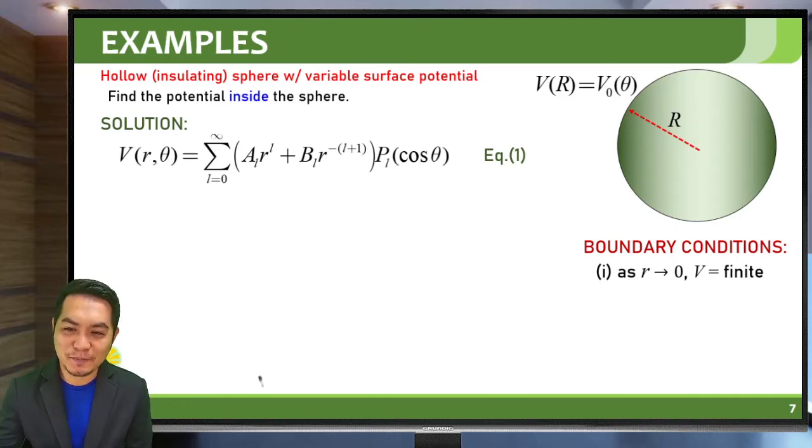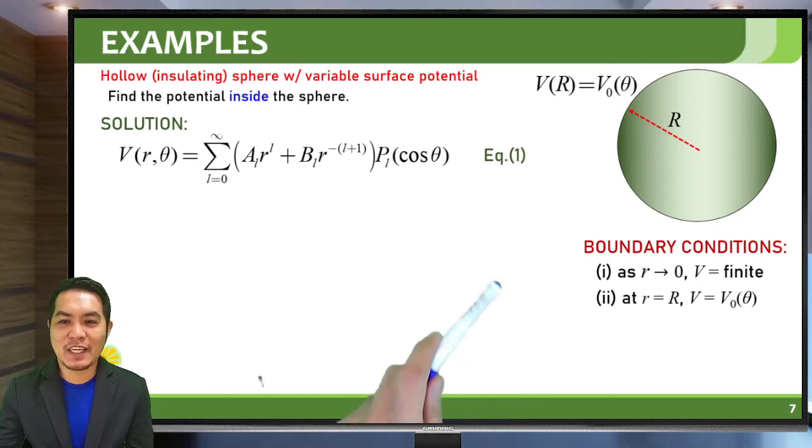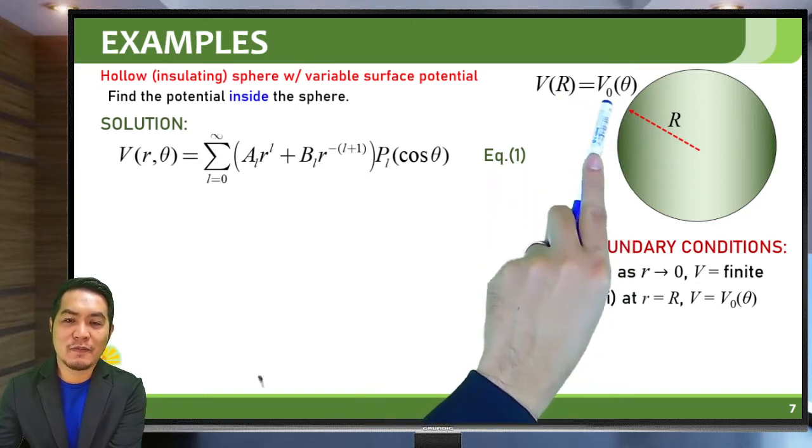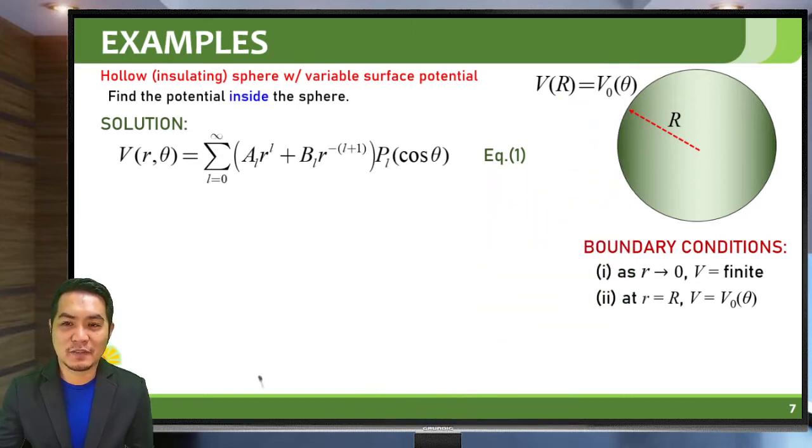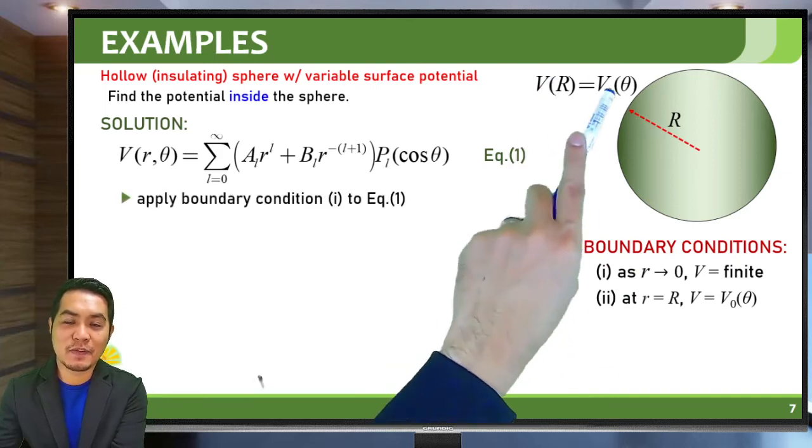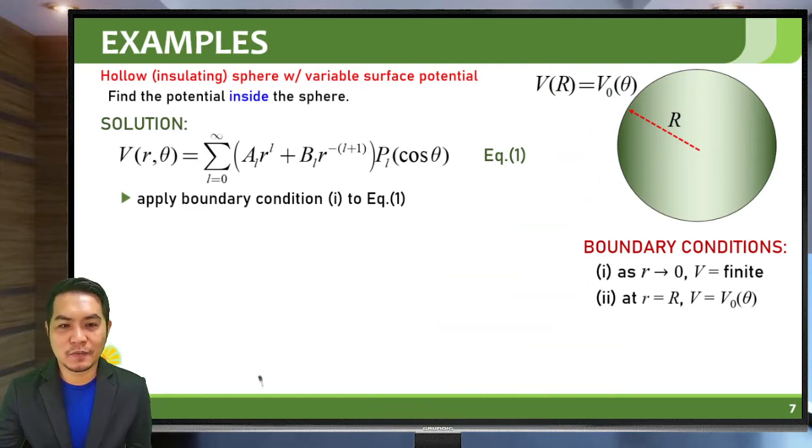You don't want that. So at the surface, at r equal to capital R, the radius of the sphere, the potential is given by this variable surface potential, V naught, as a function of theta. We'll specify the value of this V naught later.